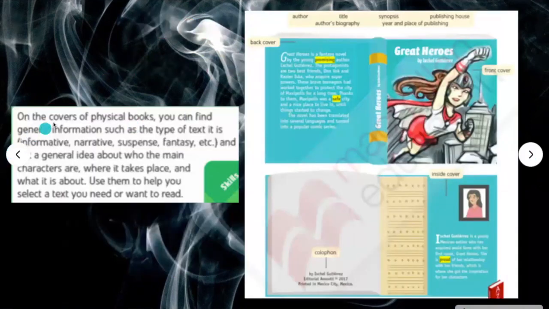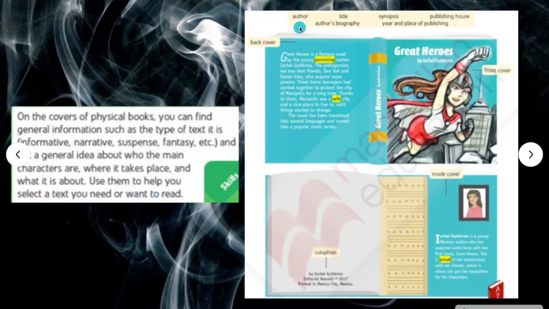Well, on the covers of physical books, you can find general information such as the type of text it is: informative, narrative, suspense, fantasy, etc. And get a general idea about who the main characters are, where it takes place, and what it is about. Use them to help you select the text you need or want to read.